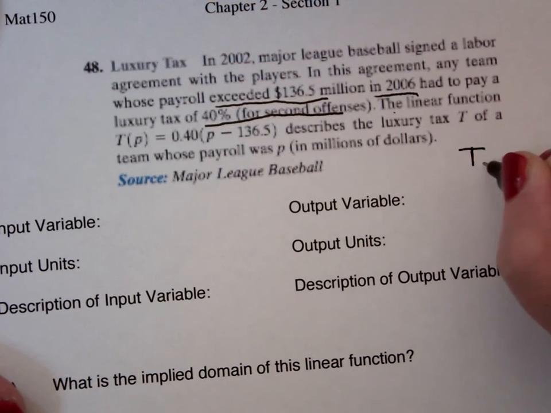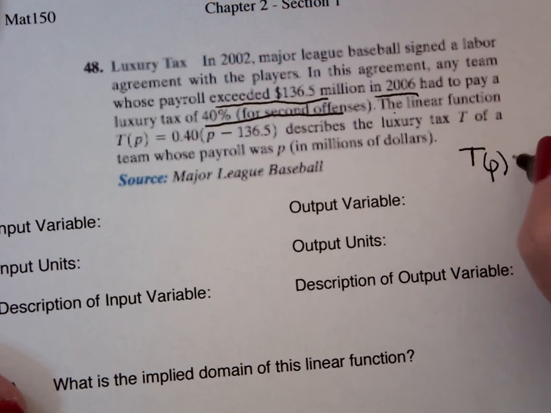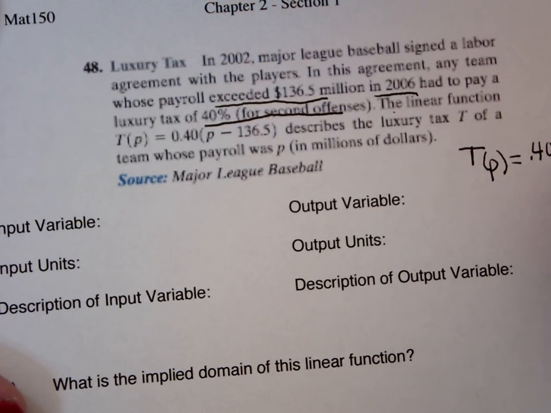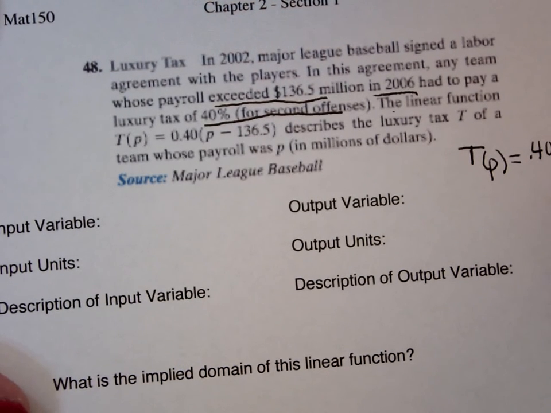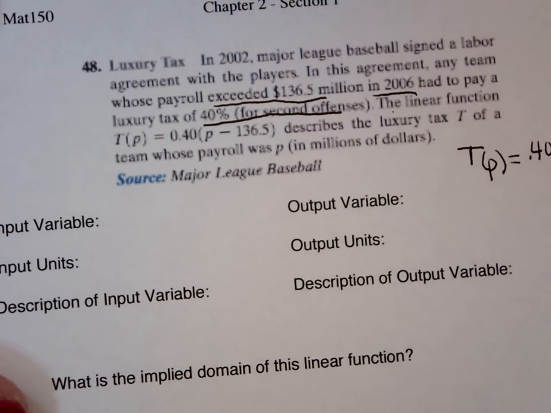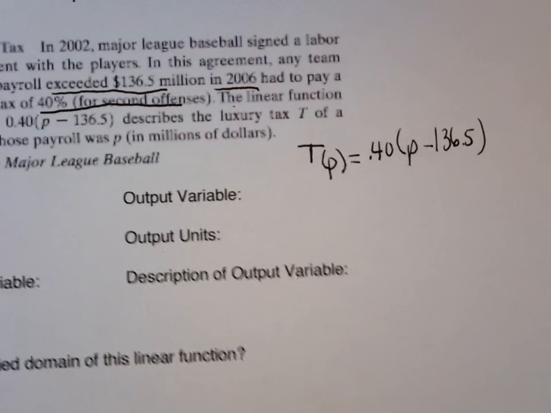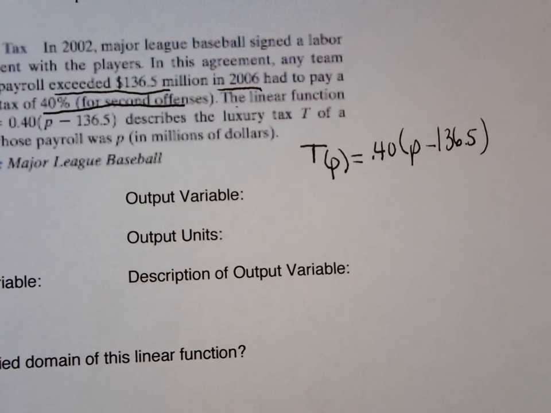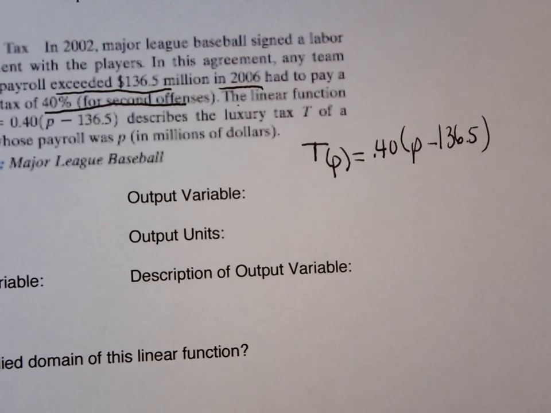Except this says that T of P equals 0.40 times P minus 136.5. So that's the rule. I just have to understand what the variables represent now.